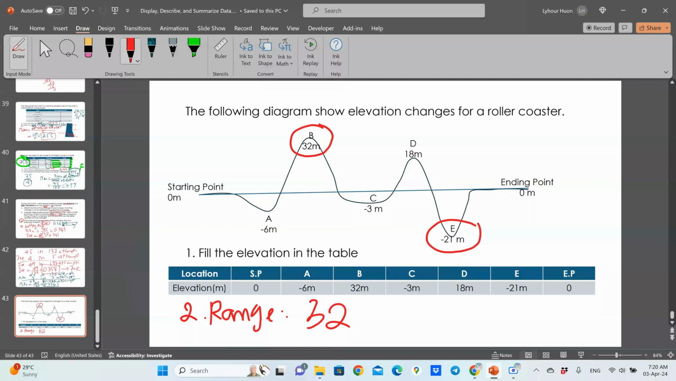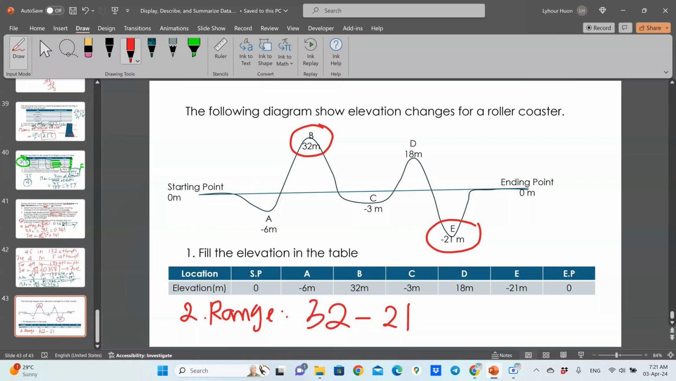Now, what is the range of these two values? Range of this. Normally, without the negative symbol on 21. So, minus 32 by 21, really 32 by 21, just that. Isn't it negative 21? The smallest elevation is minus 21.